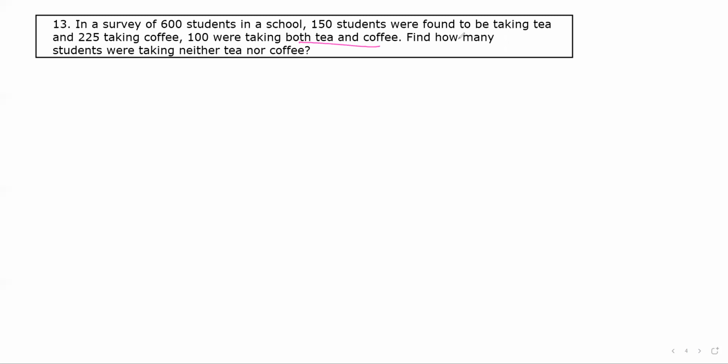First, we will assign A and B as 2 sets. A is the set of students who drink coffee. B can be the set of students who drink tea.